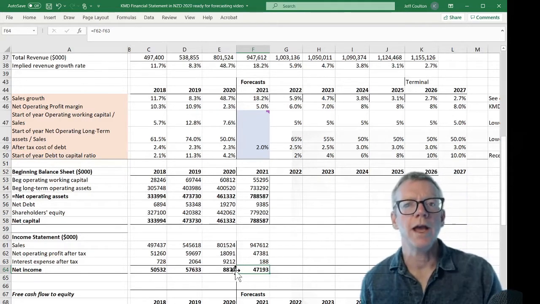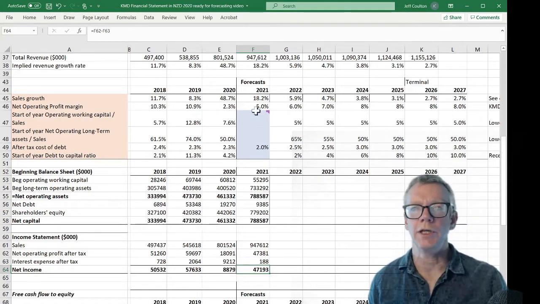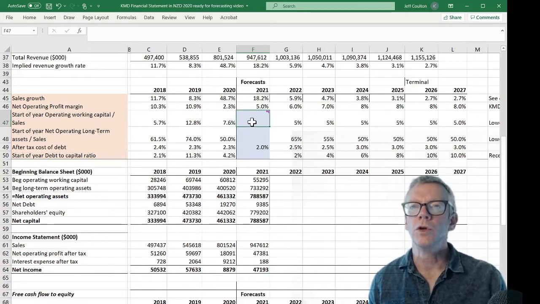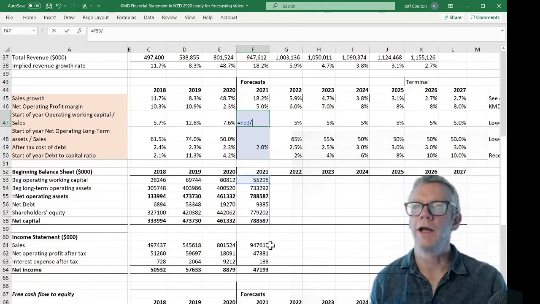Okay, now that we have our sales forecast for the year, we can go back and create our working capital or our asset turnover ratios here. So start of year working capital divided by sales is going to be the end of the previous year working capital divided by the sales that we forecast this year.